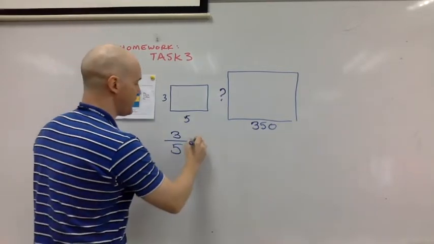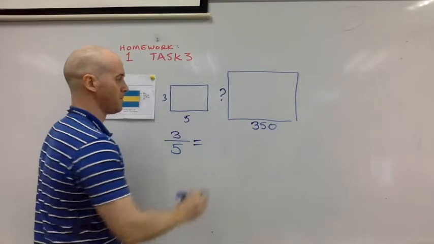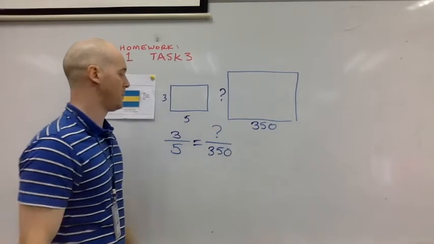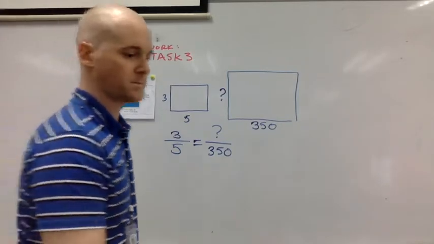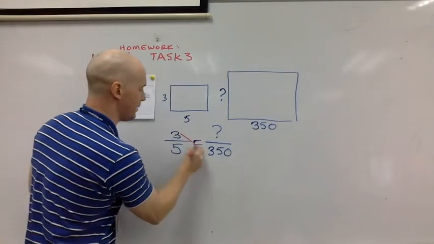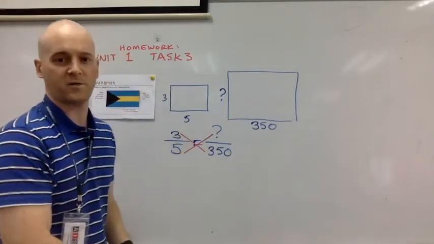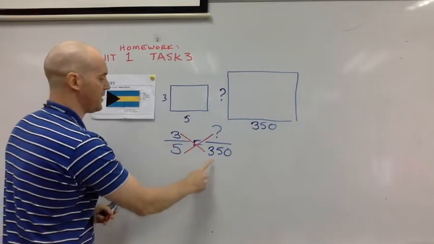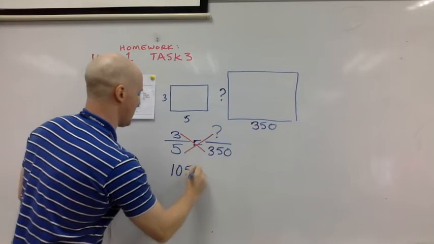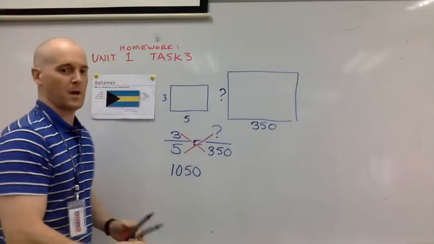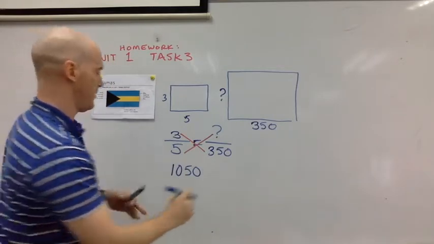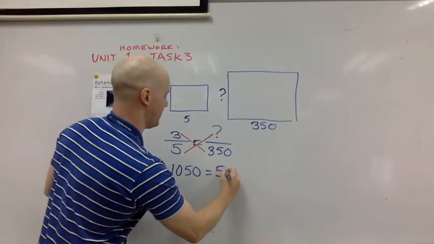So 3/5 equals something over 350. Because these fractions are equal, we can multiply diagonally across the equal sign. So 350 times 3 is 1,050. And 5 times a question mark, any variable will be fine there, 5x.